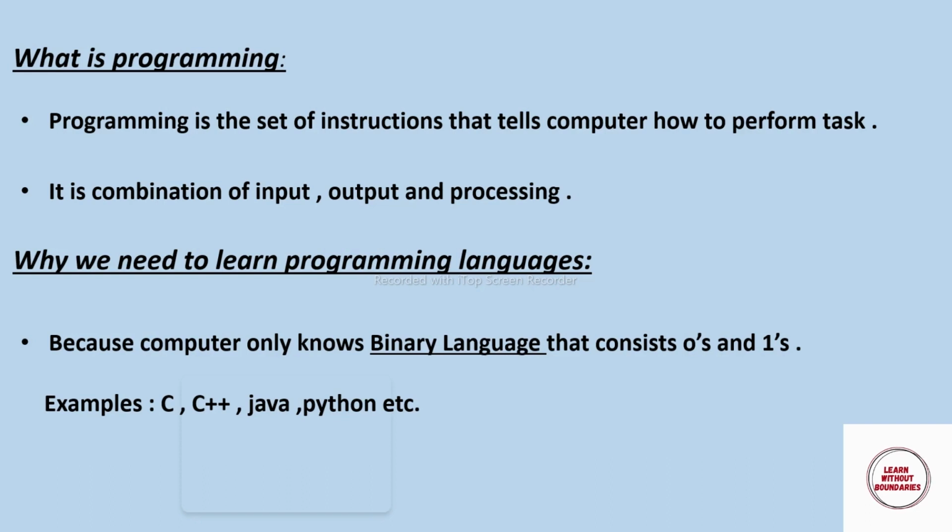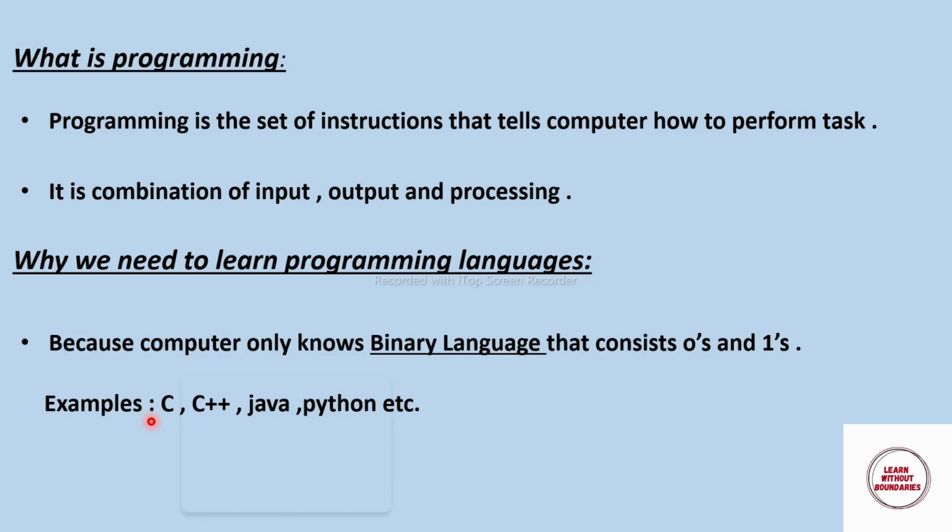So in day-to-day life we use different languages to communicate with each other. Then why do we need to learn programming languages? Because the computer only knows binary language that consists of zeros and ones, and it is very hard to write and learn programs in binary language. That's why we use programming languages. So there are many high level and low level programming languages like C, C++, Java and Python.